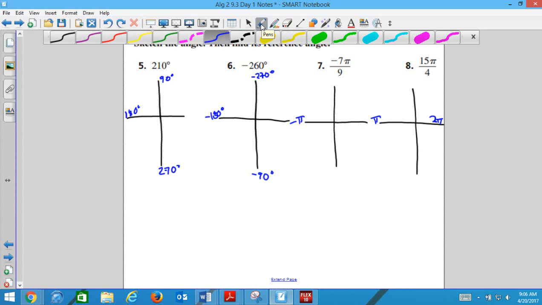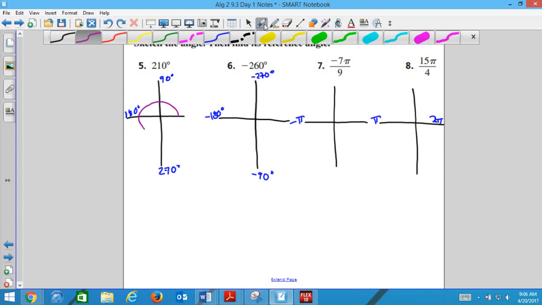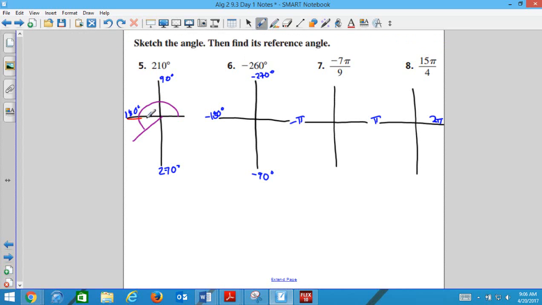So we've got 210 degrees. We're going to go around 180, and then we're going to go how much further? 30 degrees. 30 degrees further. So our reference angle is the acute angle that connects to the x-axis. You don't want to go the other way, because that's going to be more than 90 degrees. You want to go the shortest way to the x-axis. So that's going to be a 30-degree angle.